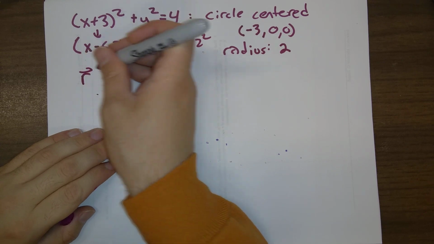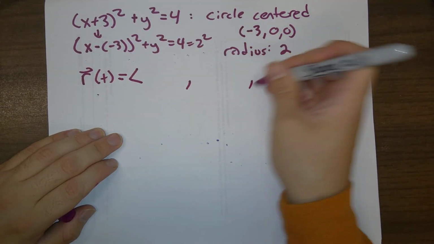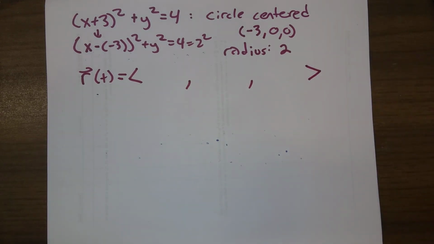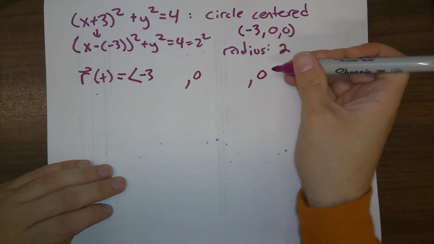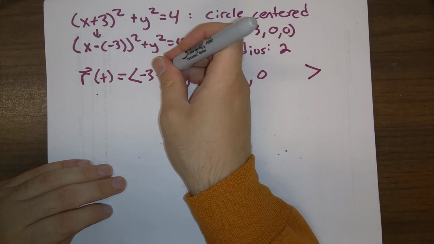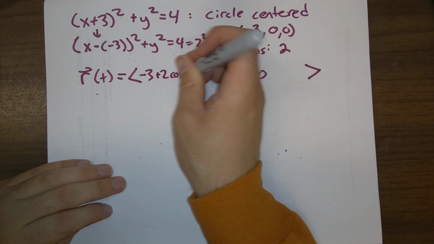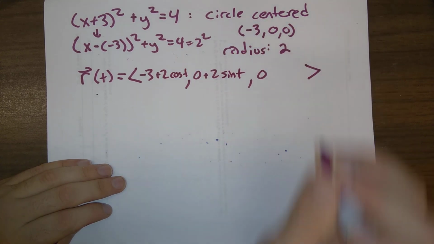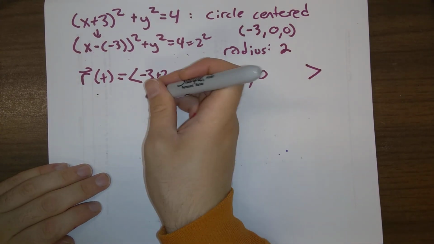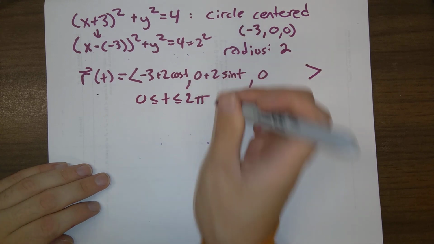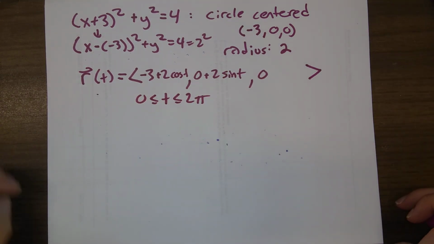So our equation is going to be r of t is... Let's see here. So our circle center is -3, 0, 0, plus 2, and we'll put a cosine t and a sine t right there. And I think that should do the trick. Let's just give some bounds on t running between 0 and 2 pi. That'll give us 1 lap around the circle.